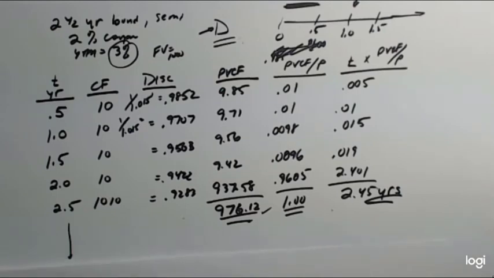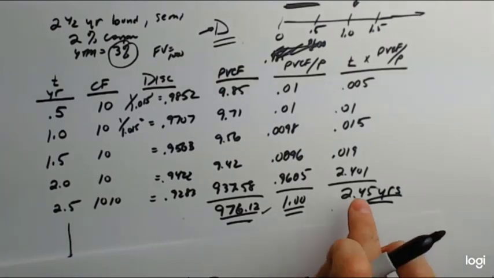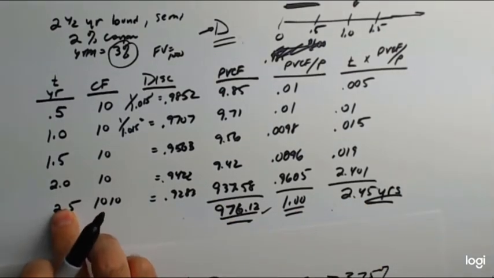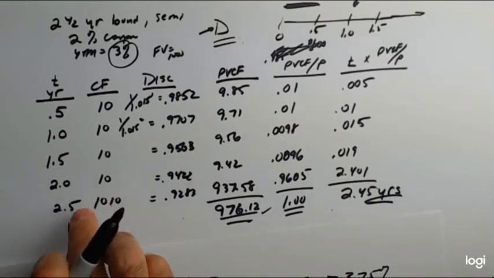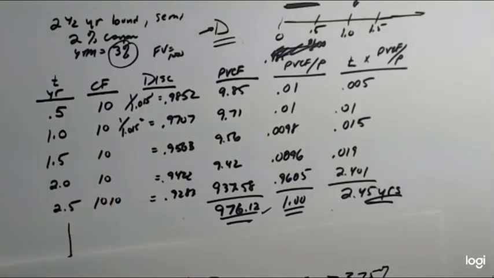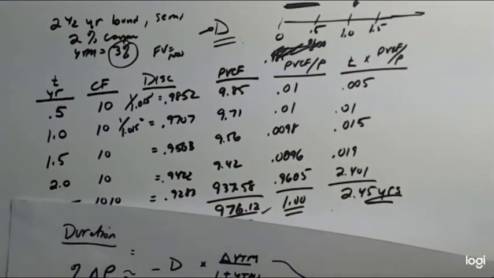So the duration for a coupon bond will always be less than the maturity. I should be clear about that. Later on, I'm going to show you that for zero coupon bonds, the duration is the same as the maturity of the bond. We'll get to that, but we're not quite ready for that yet.